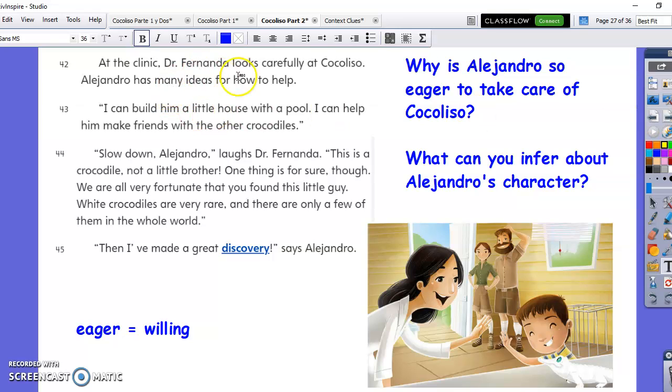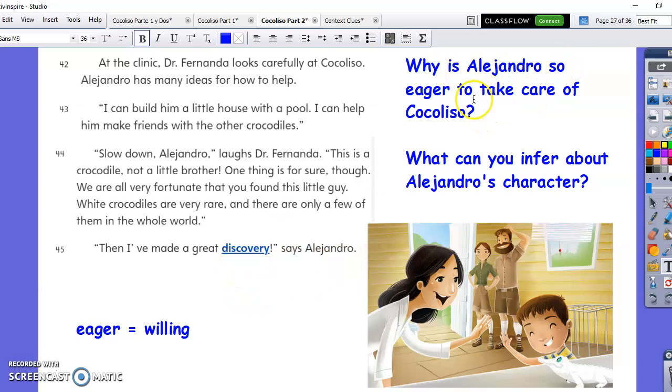At the clinic, Dr. Fernanda looks carefully at Cocoliso. Alejandro has many ideas for how to help. I can build him a little house with a pool. I can help him make friends with the other crocodiles. Slow down, Alejandro, laughs Dr. Fernanda. This is a crocodile, not a little brother. One thing is for sure, though. We are all very fortunate that you found this little guy. White crocodiles are very rare, and there are only a few of them in the whole world. Then I've made a great discovery, says Alejandro.